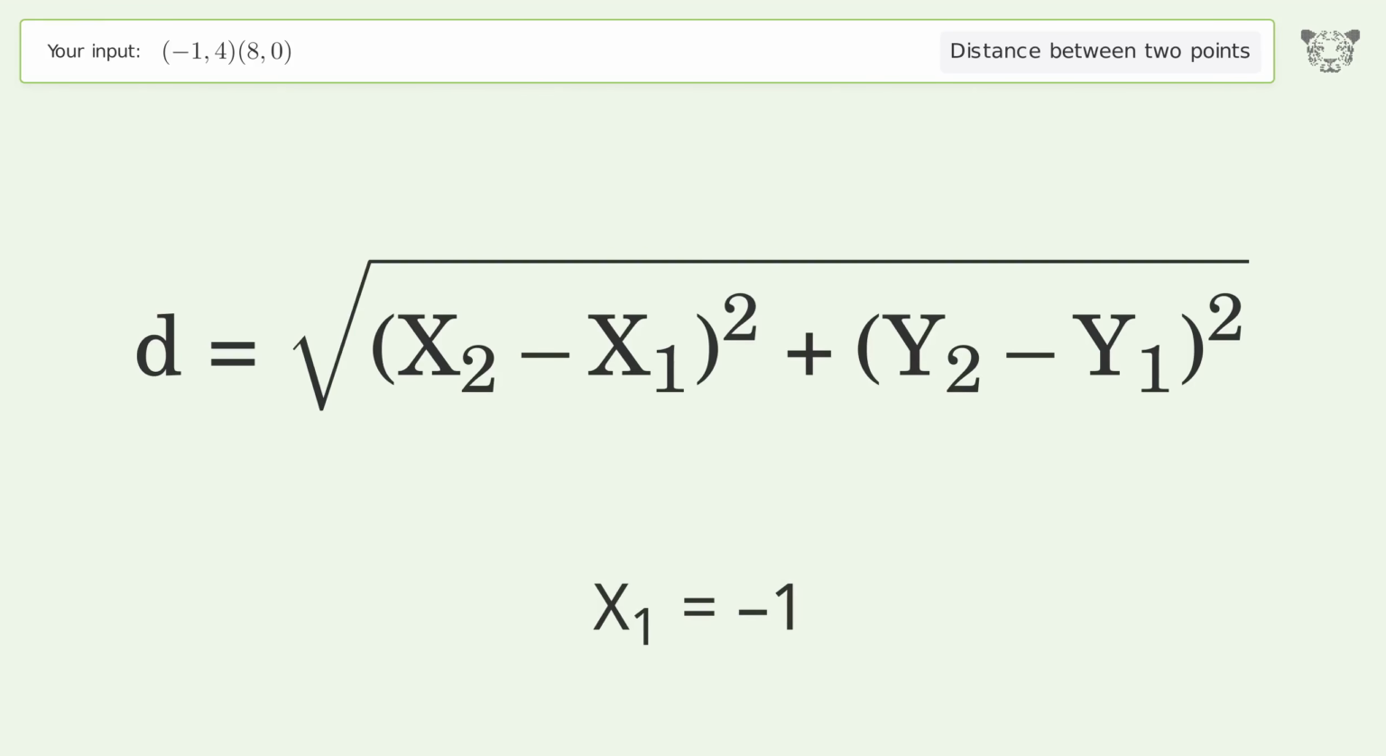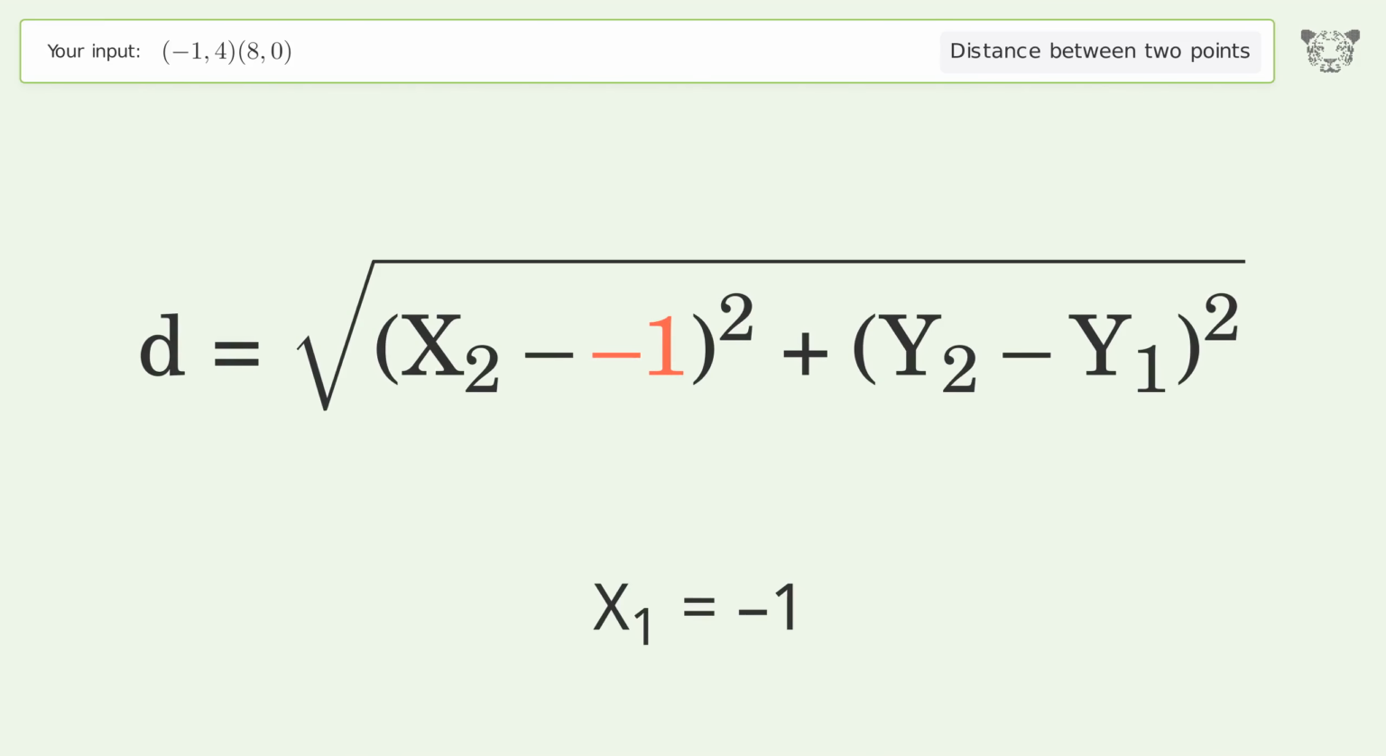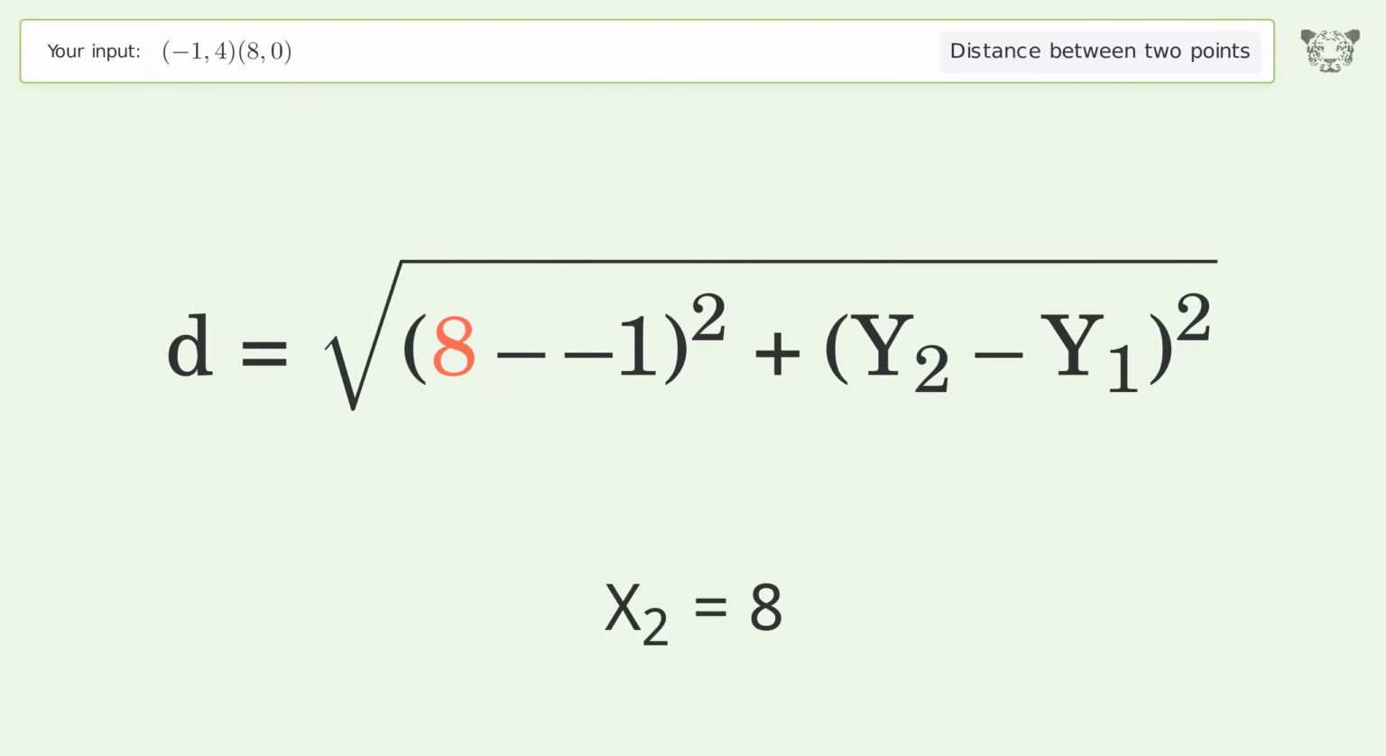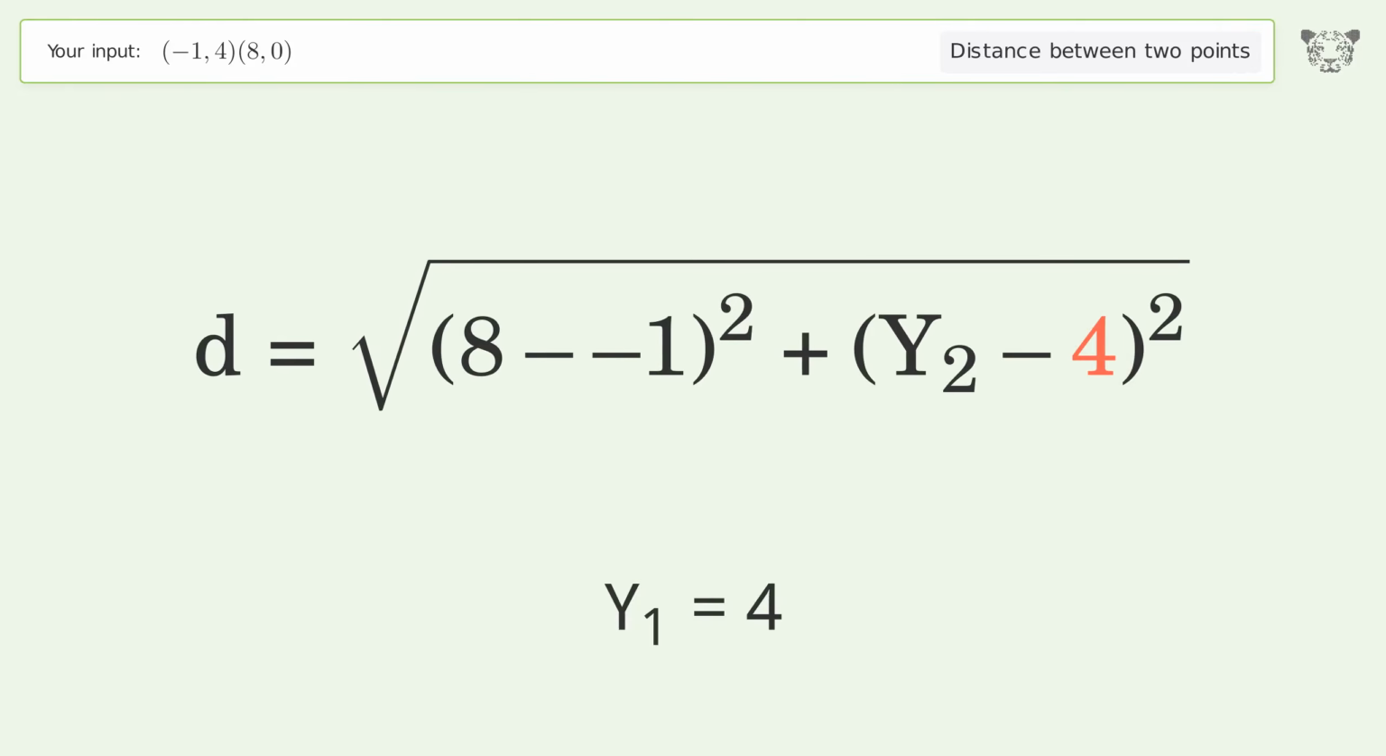x1 equals -1. x2 equals 8. y1 equals 4. y2 equals 0.